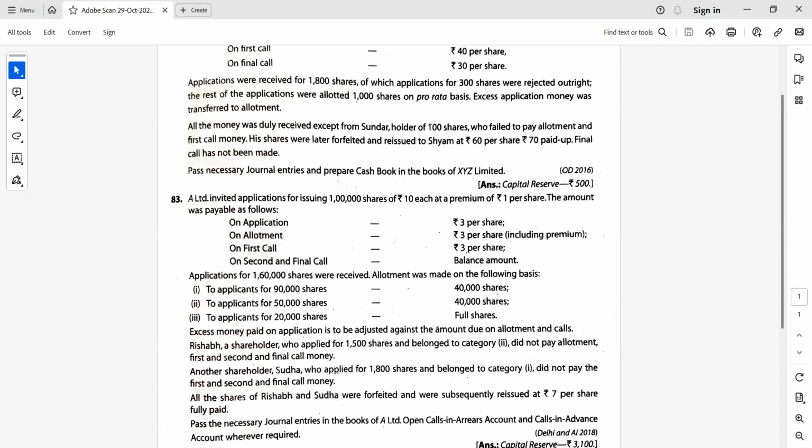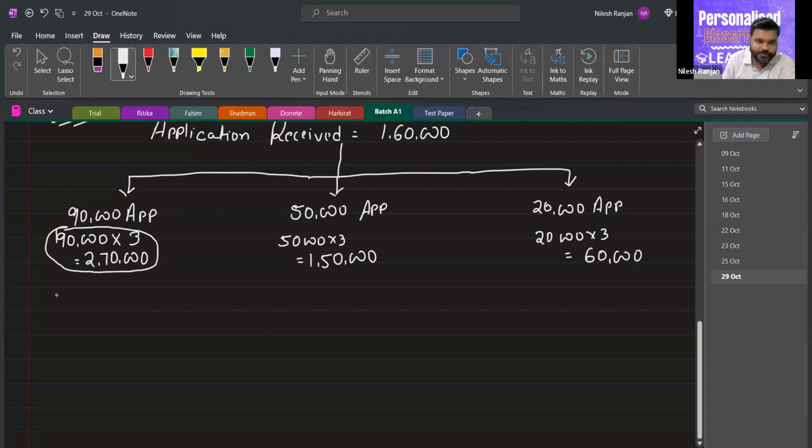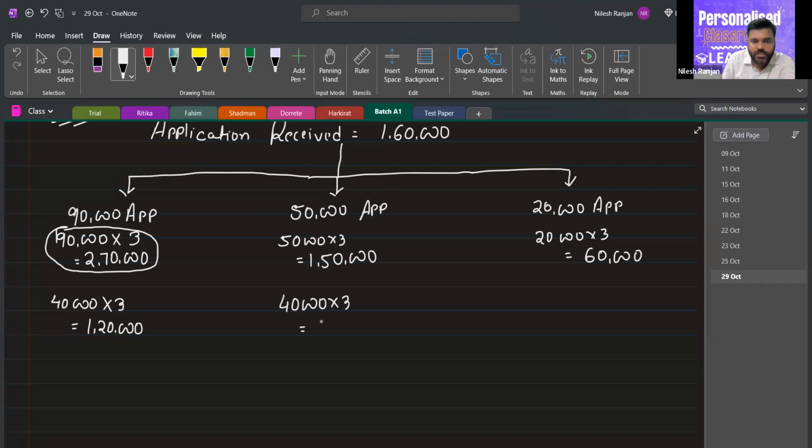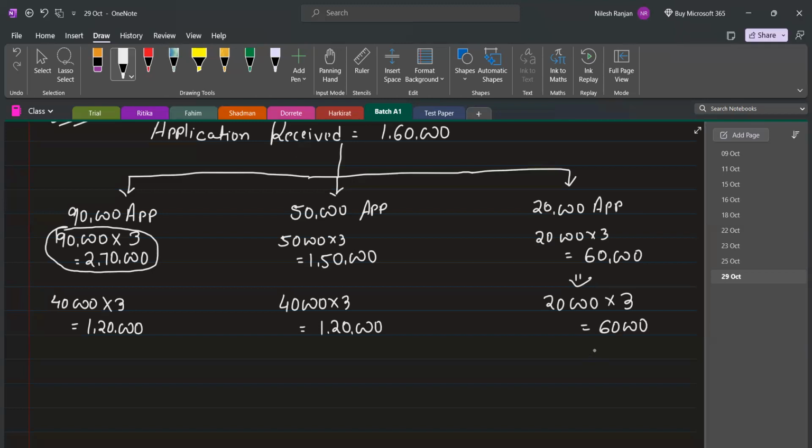Yes, sir. Okay. So for 90,000 application, we have allotted 40,000 here. It means we have utilized 40,000 into 3, that is 1,20,000. Here also we have utilized 40,000 into 3. It means 1,20,000. In this category, we have utilized the full amount. So there is no additional calculation required here in the third category. Okay. So this is done.